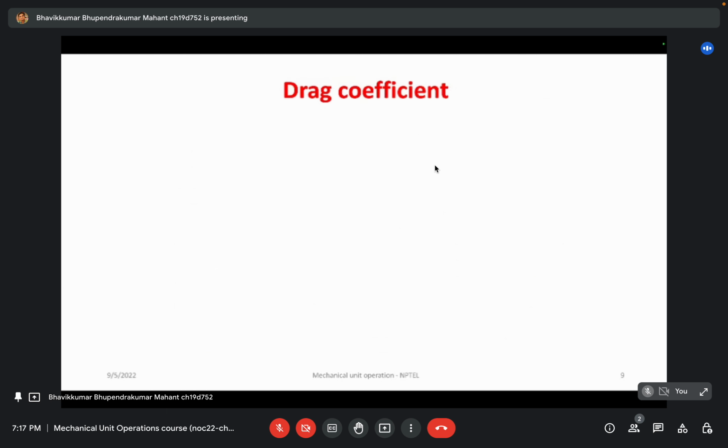Okay, then we discuss the drag coefficient. Till now we have discussed a lot about drag and how it is affected. We understand the physical significance of the drag, but what is the equation and how can we get the value of the drag? For that, this discussion is required.